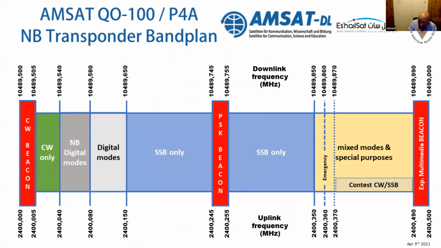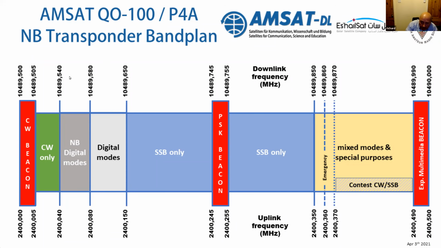So this is the band plan. Originally the band plan was a little bit shorter. I think it was 250 kilohertz. But fairly recently it was expanded to 500 kilohertz. So you've got CW, narrowband stuff, digital modes, SSB only, and then you've got mixed modes and other bits and pieces. There is also an emergency frequency that is used as well for obvious reasons. And then there is a contest area, and then you've got another beacon.